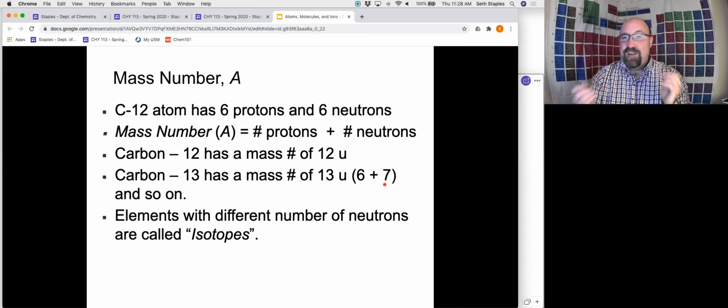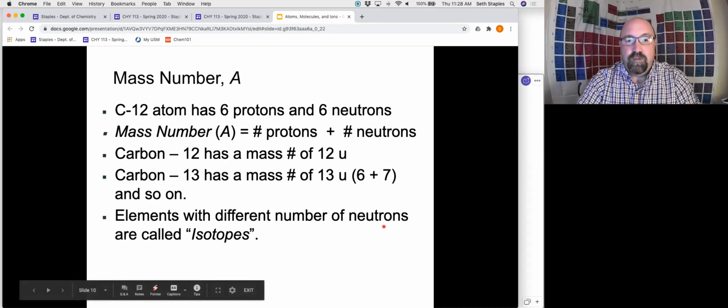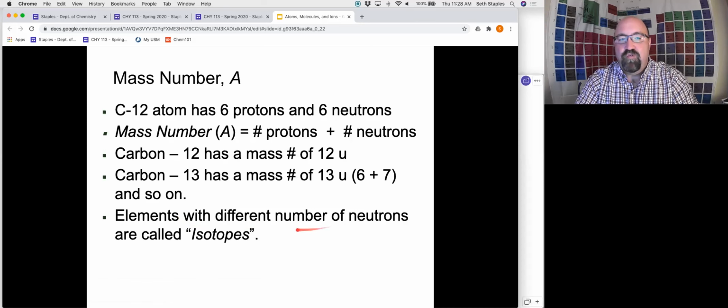And so these are 2 different types of carbon. They're still carbon, so they both have 6 protons, but they have differing numbers of neutrons. And so elements that are the same element but with different numbers of neutrons are called isotopes of each other. And so carbon-12 and carbon-13 are 2 different isotopes of carbon.